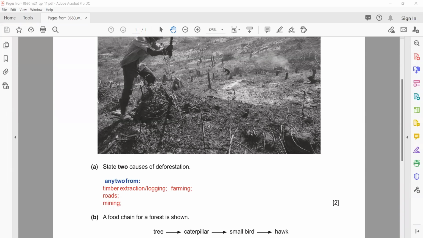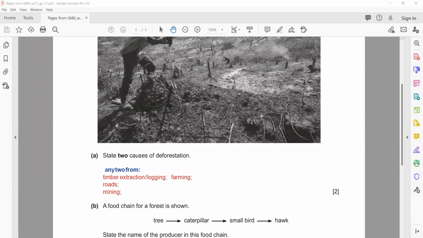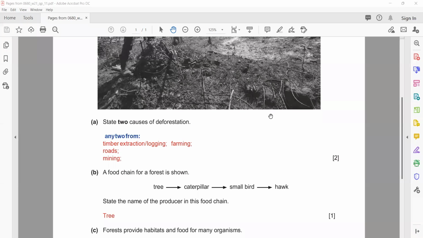Okay. Now see, this is the food chain. So in this food chain, what is the question? The question is: state the name of the producer in the food chain. Who is the producer? The tree. Good. Okay. So you can see here.